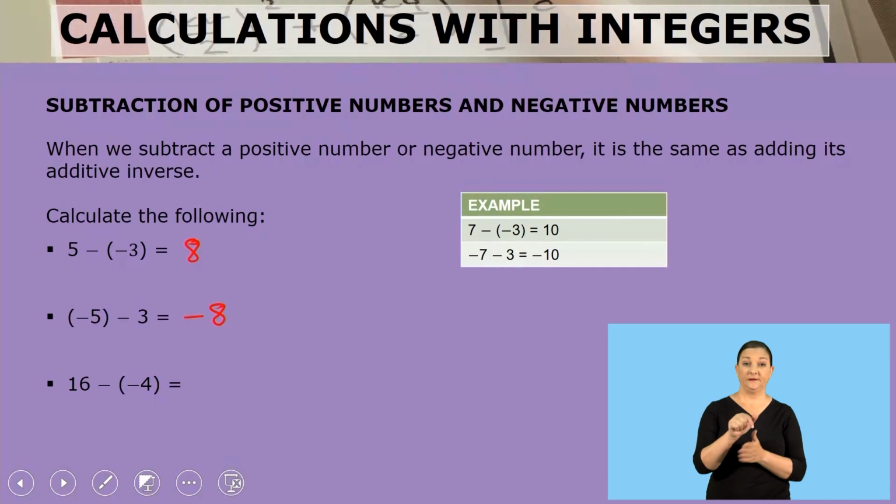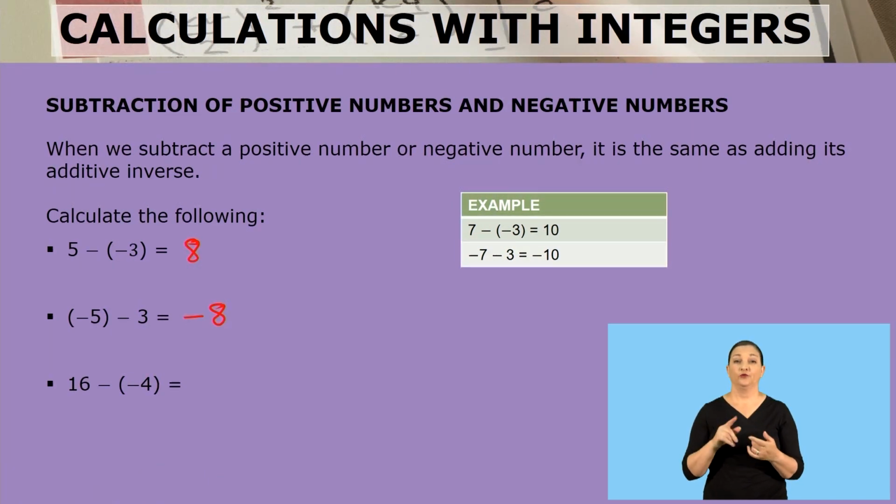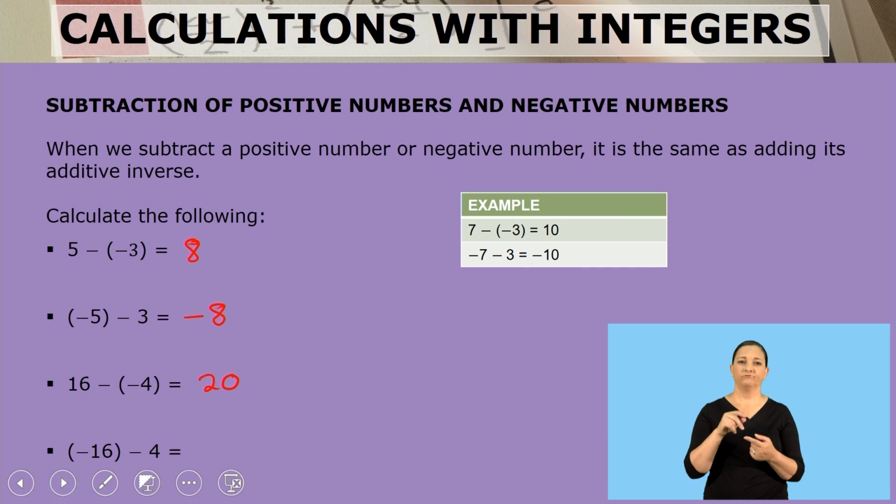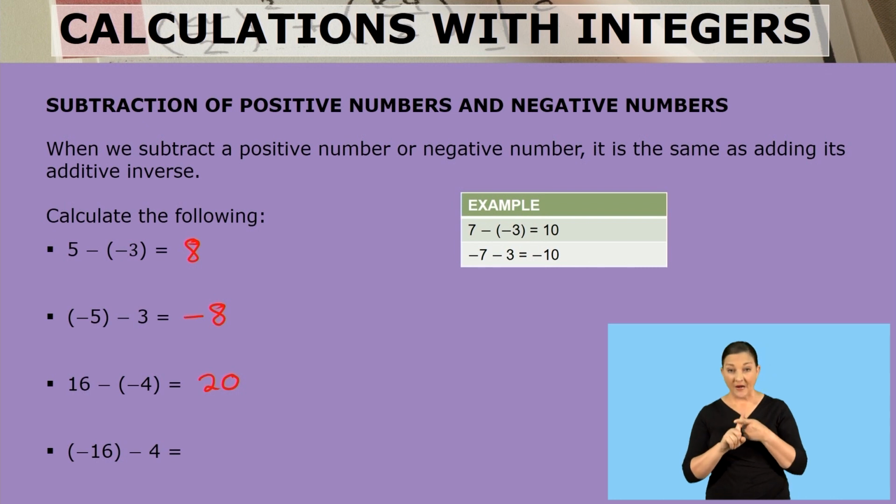Then we have 16 minus a negative 4. The additive inverse of negative 4 is a positive 4. So 16 plus 4 is a positive 20. And lastly, we have negative 16 minus 4. And because the additive inverse of a positive 4 there is a negative 4, when we say negative 16 plus negative 4, that is going to give us a negative 20.